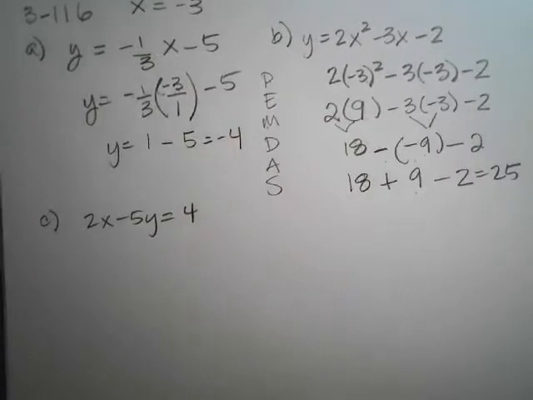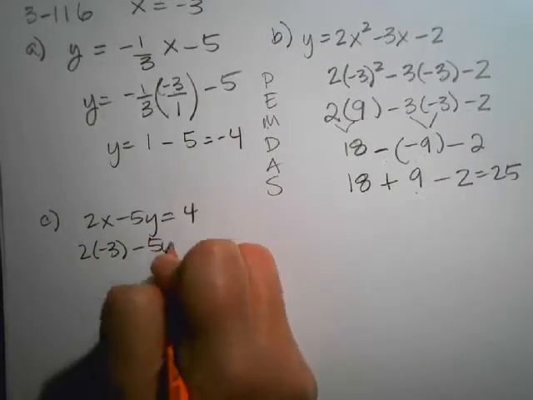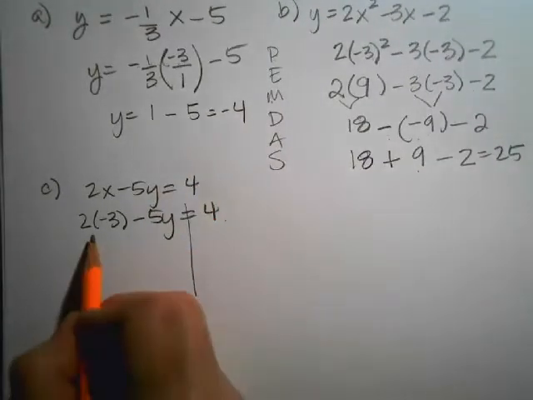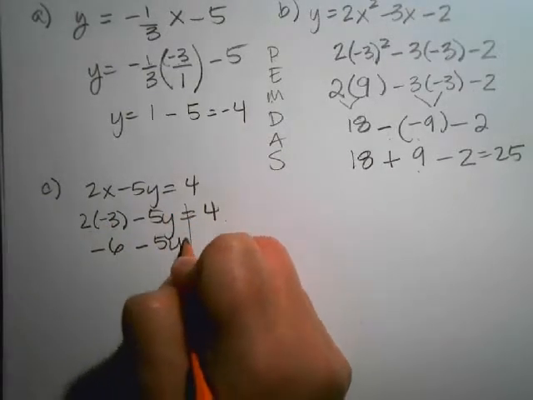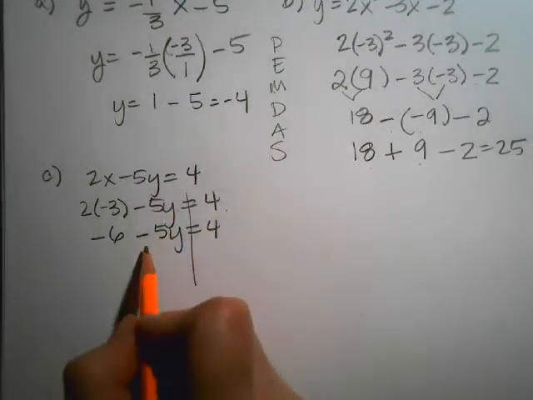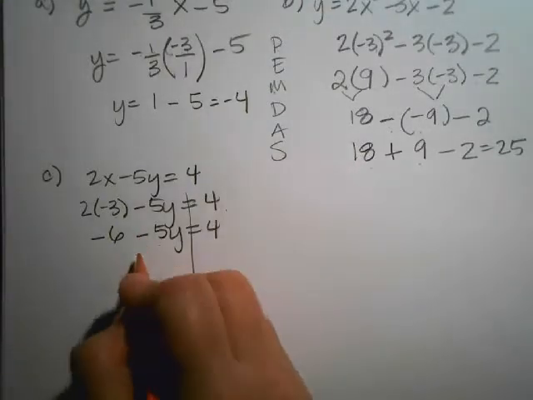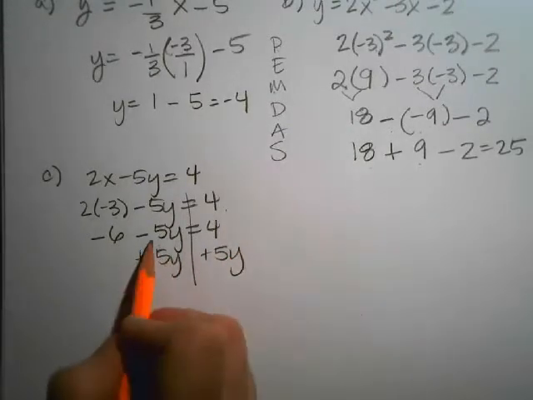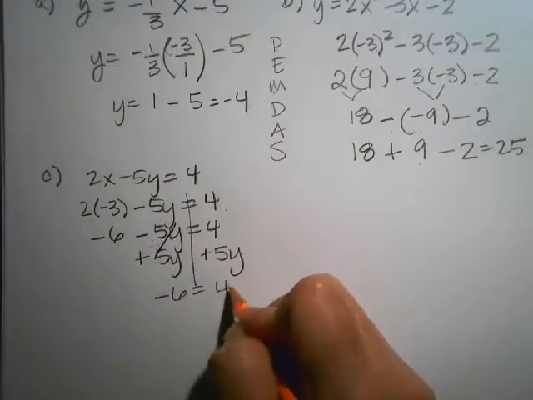Okay, so if x is -3, we have 2 times -3 minus 5y equals 4. I'm going to solve for y, so I'm going to multiply 2 times -3, that's -6, minus 5y equals 4. Now, I like to have a positive coefficient for the variable that I'm solving for, so I like to do this. I like to do plus 5y and not have to worry about the negative. That's going to give me -6 equals 4 plus 5y.